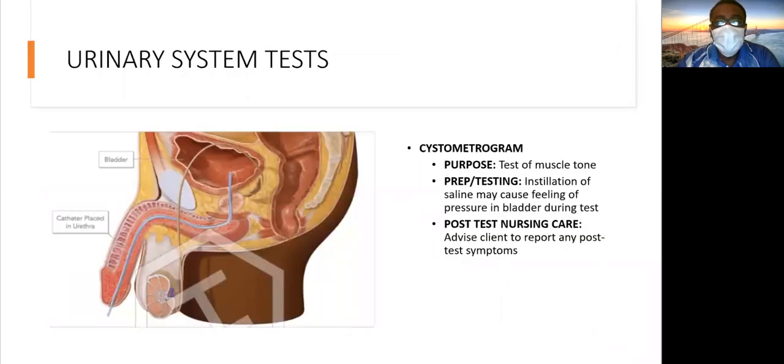There's also cystometrogram, or what we call CMG. This is a test used to look for problems with the filling and emptying of the bladder. Cystometry measures the amount of urine in the bladder. It's a test of muscle tone. In preparing your client, you need to prepare the client for Foley catheterization, and then there'll be instillation of saline. Once this is done, it may cause a feeling of pressure in the bladder during the test, so you need to educate your client about this. At the end of the test, you want to advise the client to report any post-test symptoms.